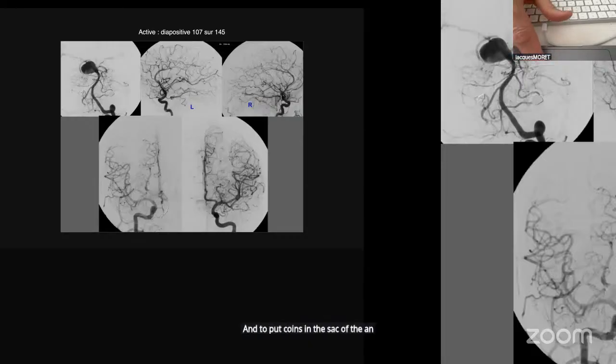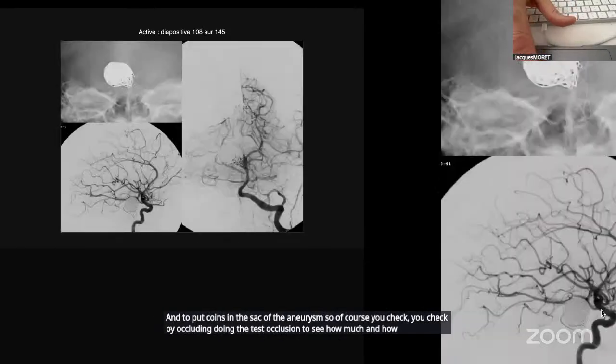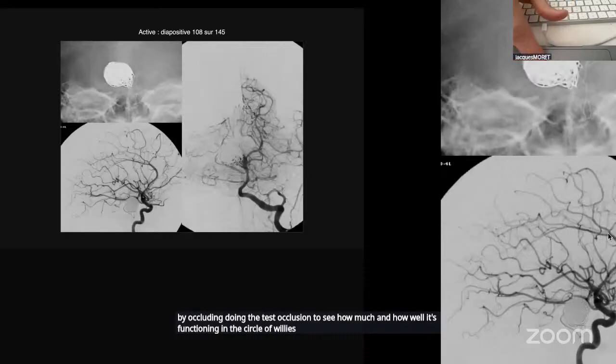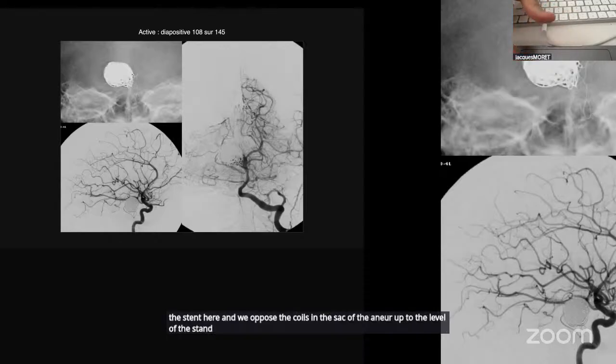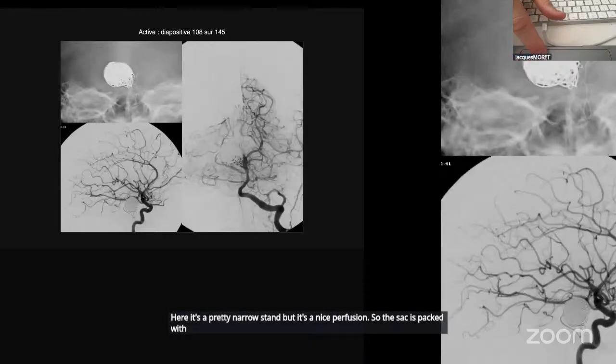Of course, you check by doing the test occlusion to see how well the circle of Willis is functioning. And this is finally what we did. We put the stent here and we placed the coils in the sac of the aneurysm up to the level of the stent. Here it's a pretty narrow stent, but it's a nice perfusion. So the sac is packed with the coils and the stent is there.